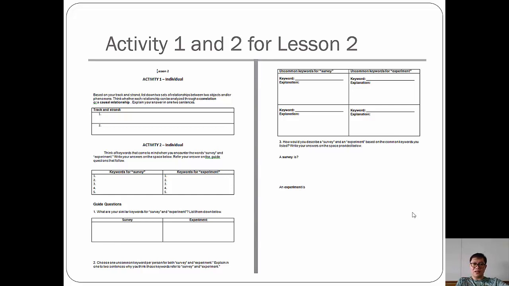I will be posting the Word file to your assignment. So please do it in the assignment area. Maybe you can click the Word file, answer, and then turn it in on your assignment area.